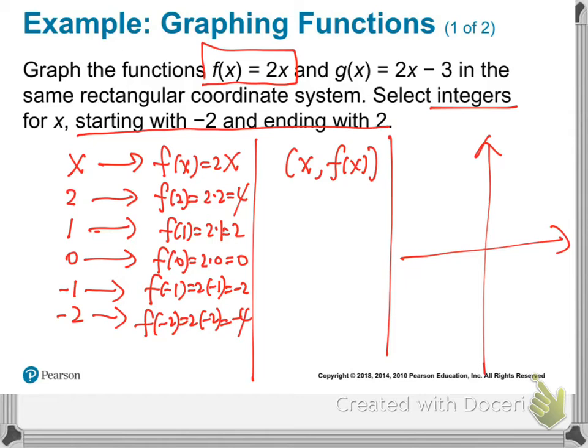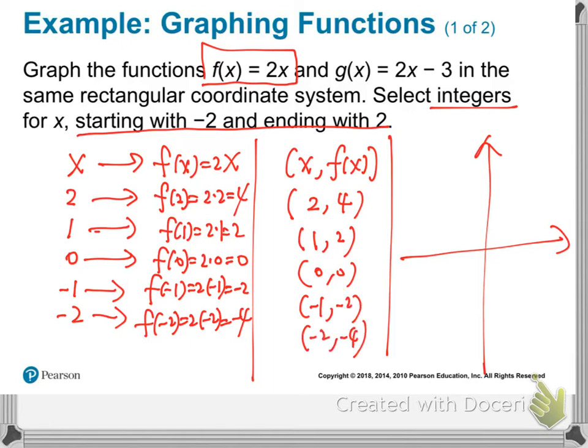So this gives us 5 points. We got 2, 4, one input and one output. And then we got 1, 2. We got 0, 0. We got -1, -2. And then we got -2, -4.